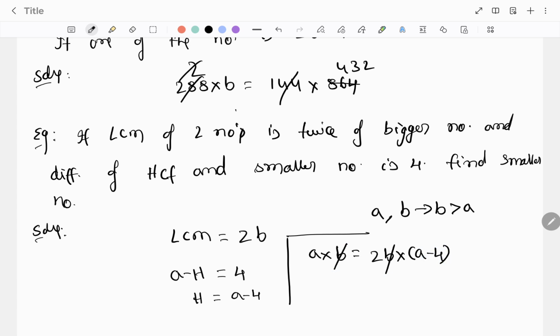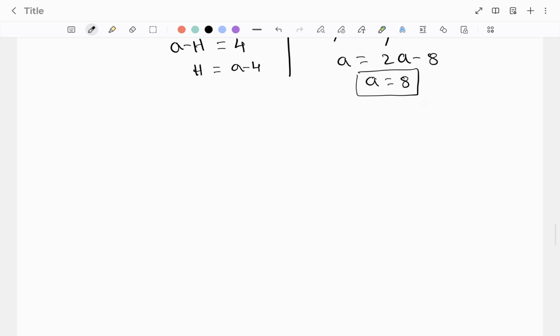Then B and B get cancelled. A is equal to 2A minus 8. Then A is equal to 8. They are asking about the smaller number, and we assumed the smaller number to be A. We got the answer. We'll see a small concept.